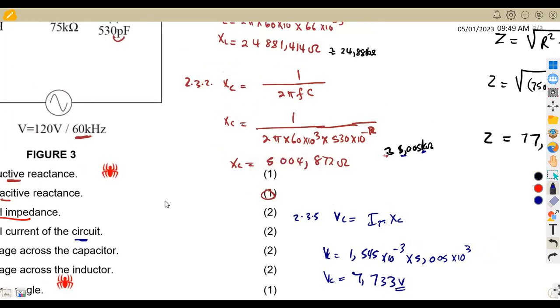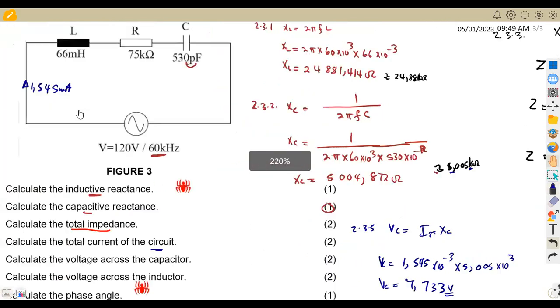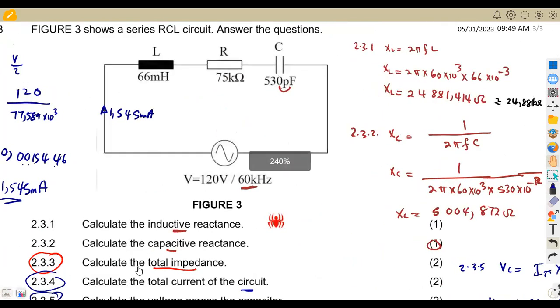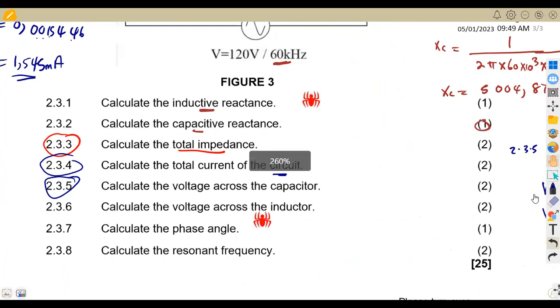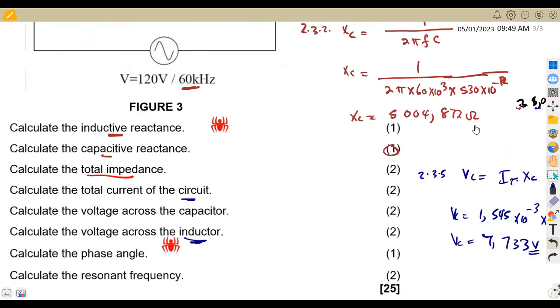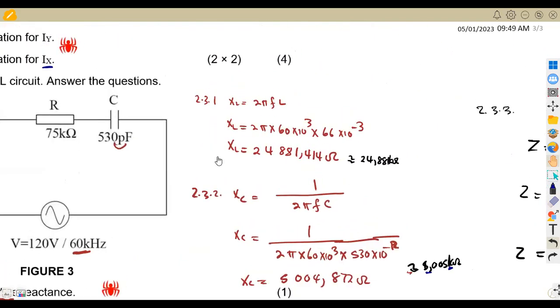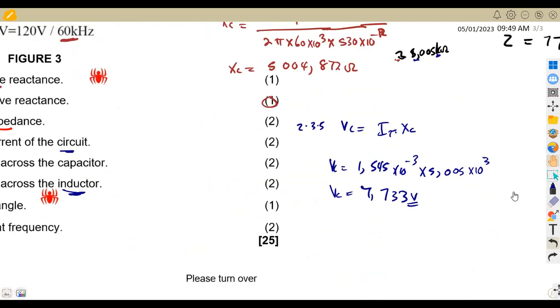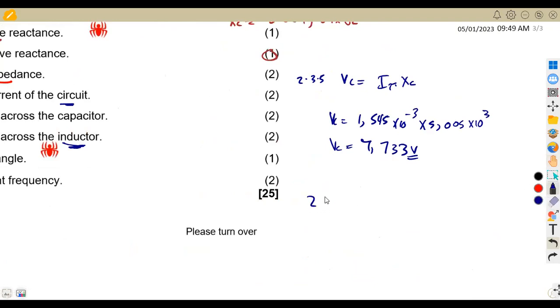Use the total current that you have, because it's a series circuit and the current is the same. So it is the same thing with 2.36, where we are calculating the voltage across the inductor. In this case, it is the same because the current is the same. All we need is our inductive reactance, which is this XL. So we are going to use current and XL in this case. So that's 2.36.